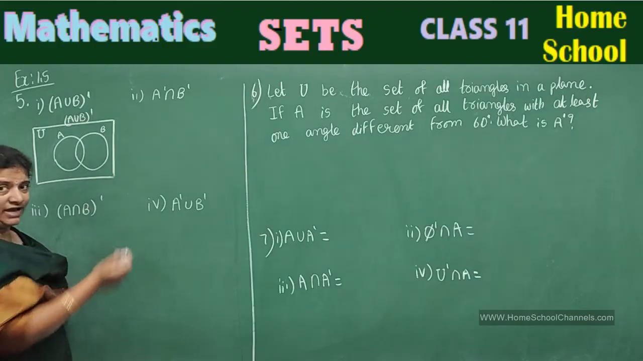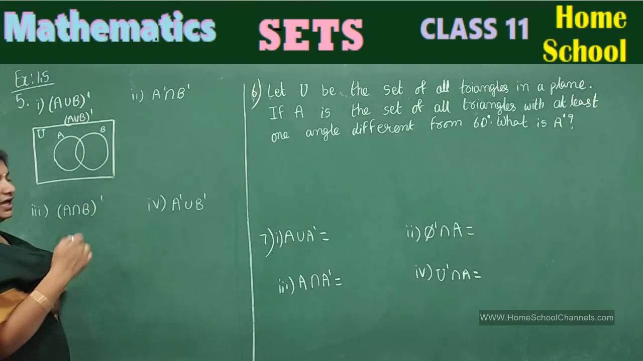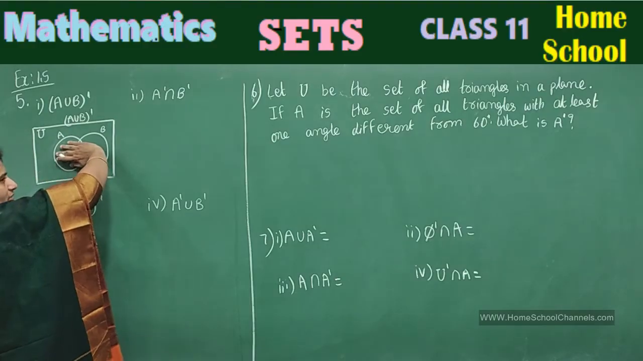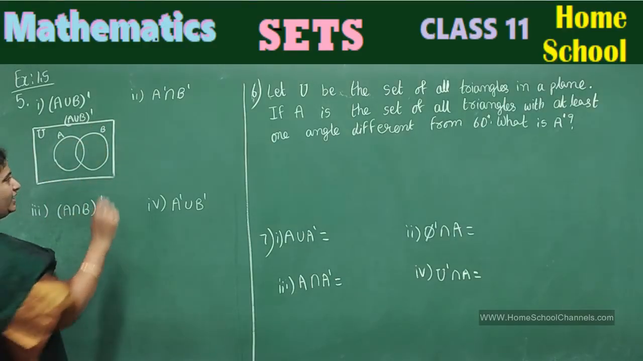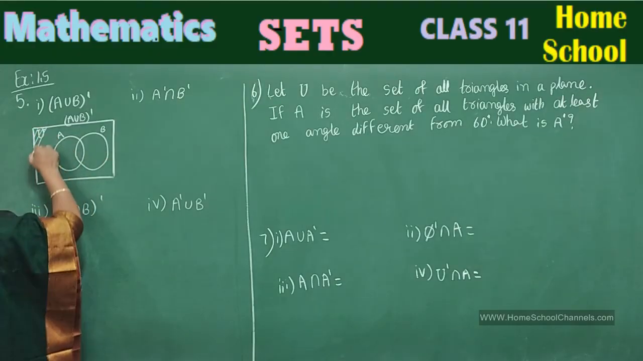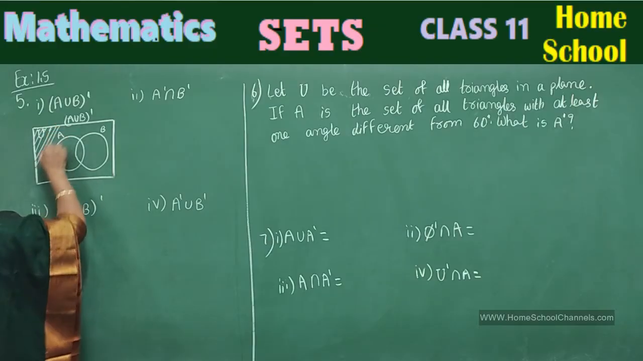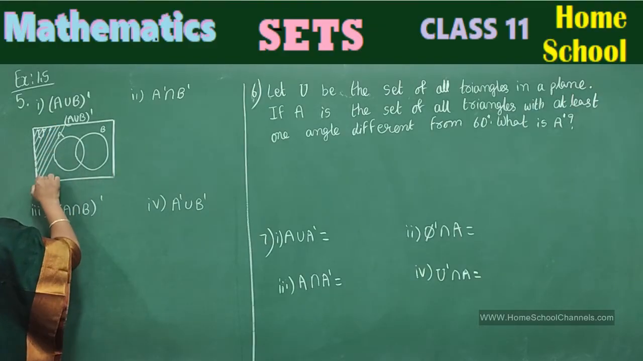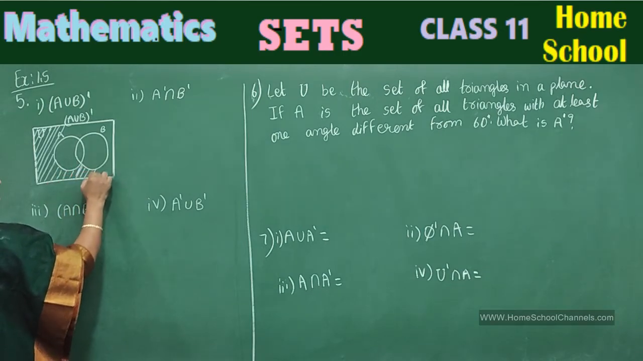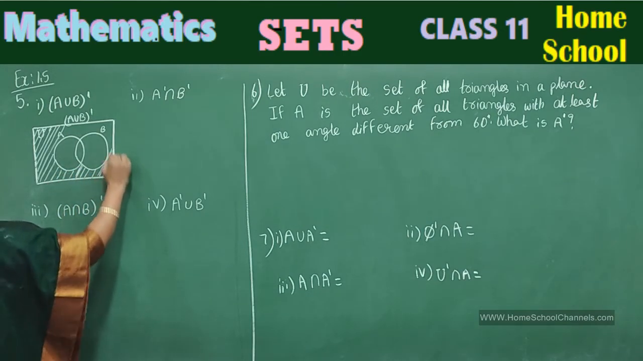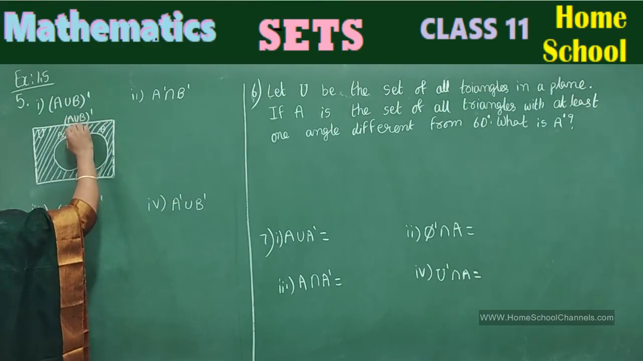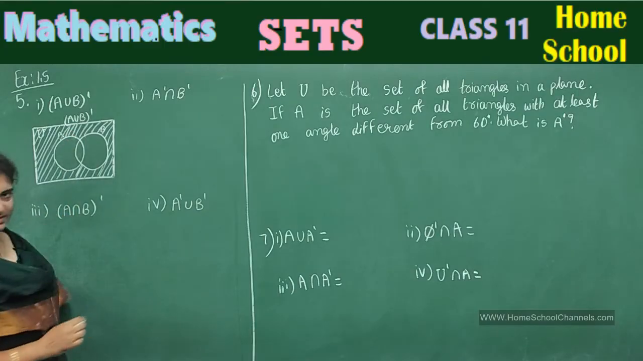Venn diagram of A union B whole complement. A union B we have already seen at the start of the video. A union B whole complement means other than A union B, the remaining part you need to shade. A union B means the complete two circles. Other than the two circles you shade. This represents A union B whole complement. Shade neatly. That's it.